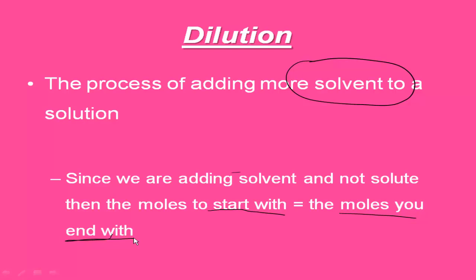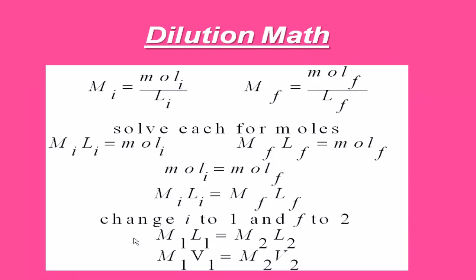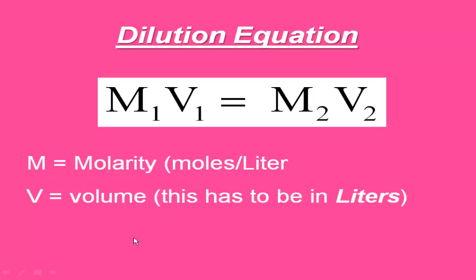So that allows for us to do some really fancy math. I'm not going to get into it, I'm going to show it to you, but we're not going to really talk about it. Basically it allows us to set up two big M equals moles over liters equations. And since the moles are equal, we can solve for those and shove them together. It allows us to get one final equation, which is most important to us. And this is the dilution equation. The dilution equation is big M1 times V1 equals big M2 times V2.